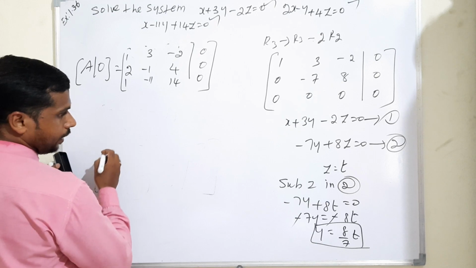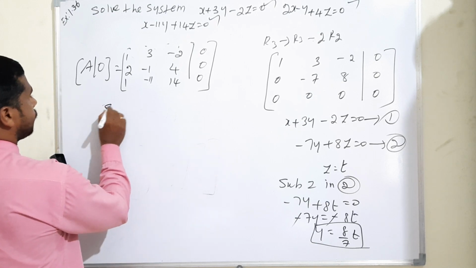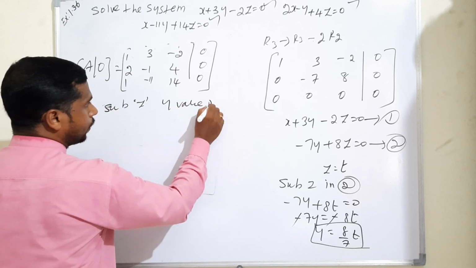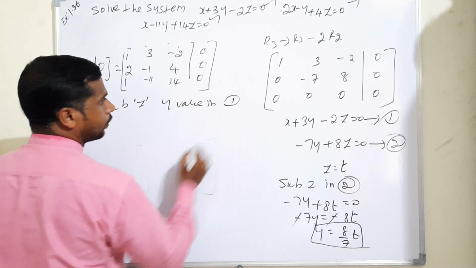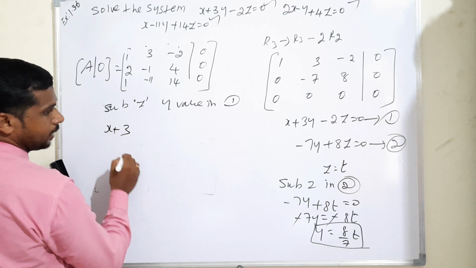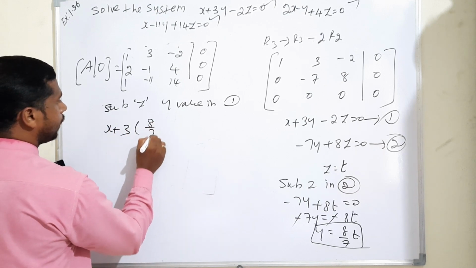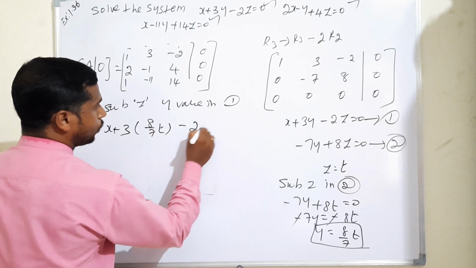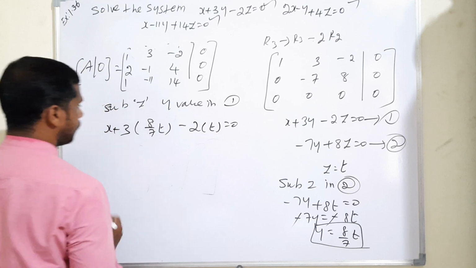So y is equal to 8 by 7 t. Substitute the z and y values in equation number 1. What is equation number 1? x plus 3y is equal to 8 by 7t, then minus 2 into z is equal to t, minus 2t is equal to 0.